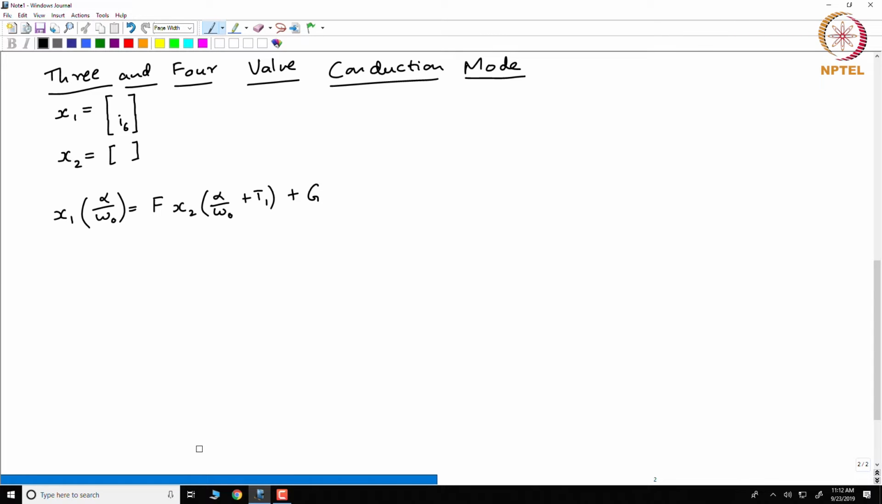So if I take element wise, there are 2 elements in X1. The last element is known, I6 at alpha by omega O. This is equal to a matrix F. Now what is the size of this matrix F? See, once I know this matrix X1 is of size 2 cross 1, matrix X2 is of size 1 cross 1. So what is the size of F? 2 cross 1. So it is 2 cross 1.